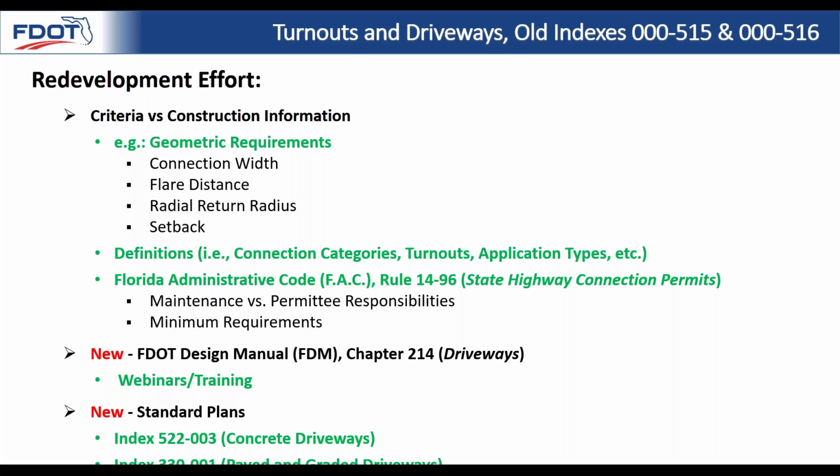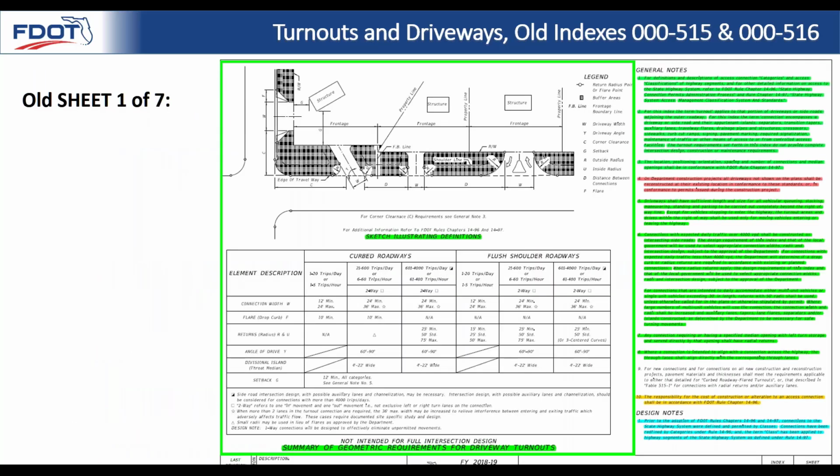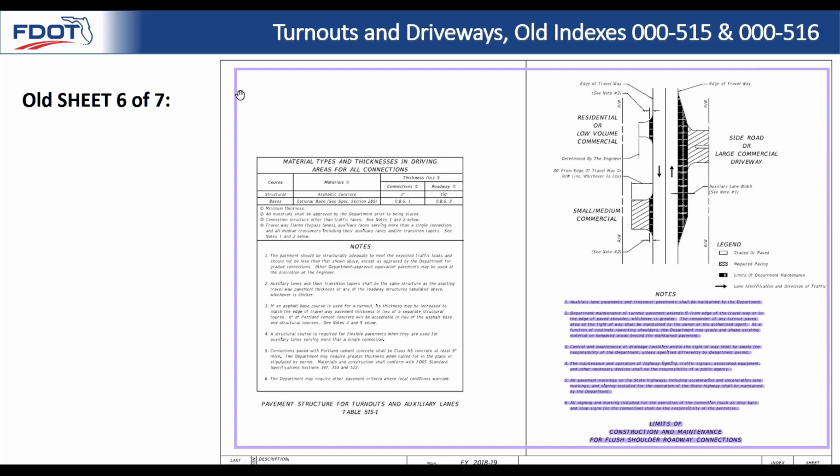So just as an example, looking at old index turnouts and driveways, standard plan index 000515, you can see here the vast majority of the information on sheet 1 was all criteria information moved to the new chapter 214. An example here of sheet 6 was where we had a lot of information about maintenance responsibilities and what part of the driveway maintenance was responsible for and which areas they weren't. And again, that's covered in Rule 1496. And then one of the final sheets within the old index that had primarily criteria information was sheet 7, which had all the turnout profile information.